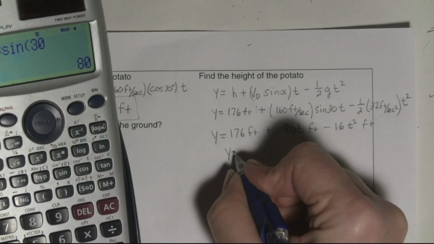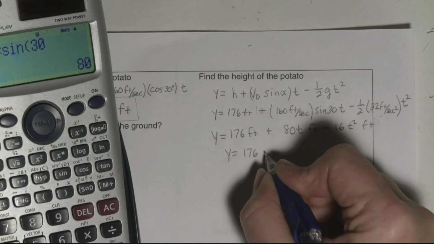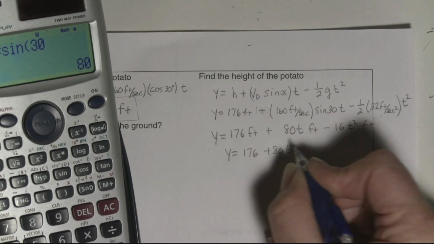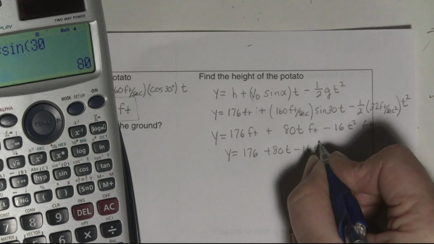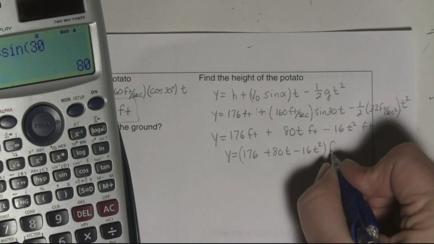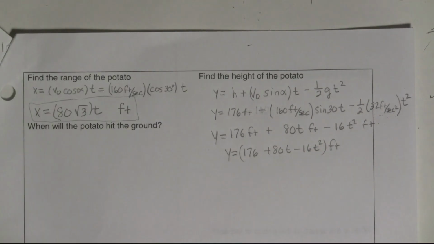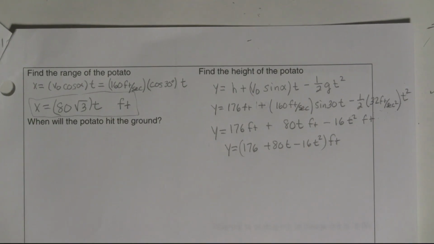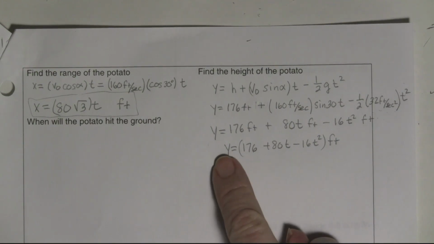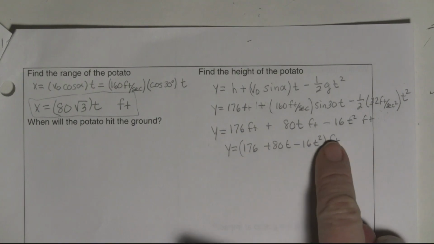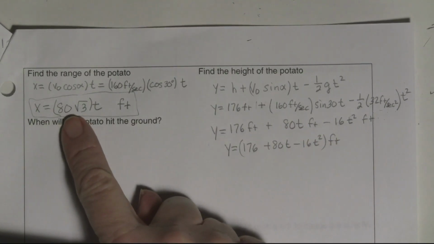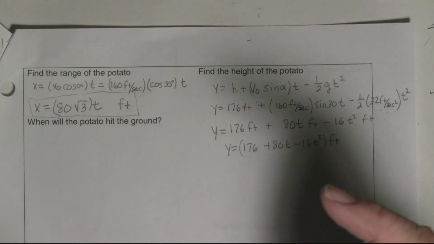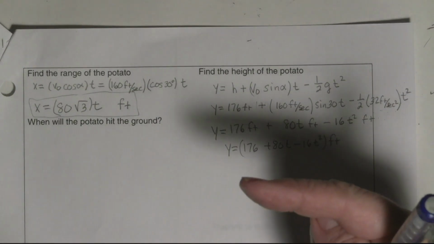So this whole thing is y equals 176 plus 80t minus 16t squared. All of this is in feet. Okay, that would be our units there. And then it asks, when will the potato hit the ground? So this is the height of our potato at any given time. This is how far our potato has gone from the starting position at any given time. And they want to know, when will the potato hit the ground?